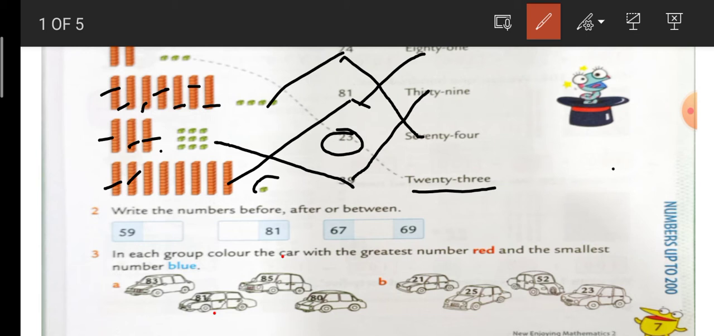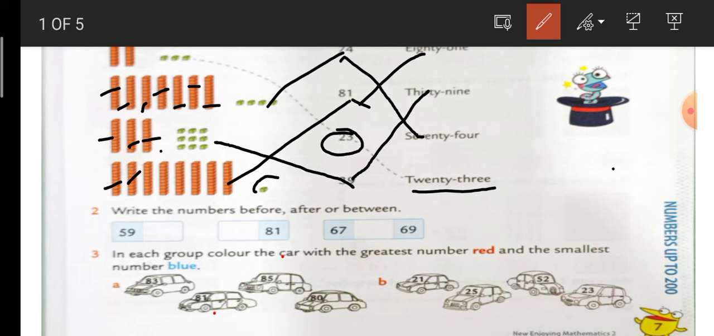Now write the numbers before, after, or between. So you have to know your numbers. If you do not know your numbers, you have to practice saying them. If suppose you don't know, then you are going to revise it like this. Like you have to read this number 59. So what comes after 59? You can start saying from 51, 52, 53, 54, 55, 56, 57, 58, 59, 60.